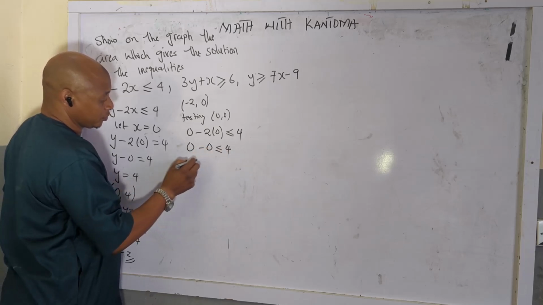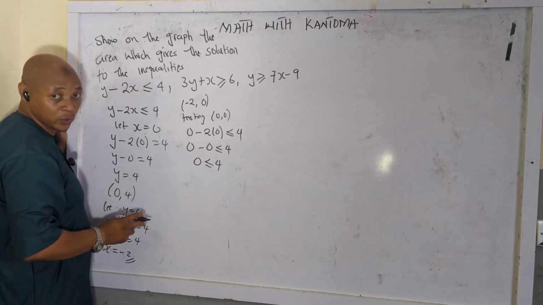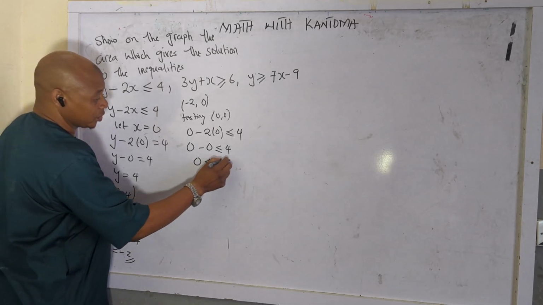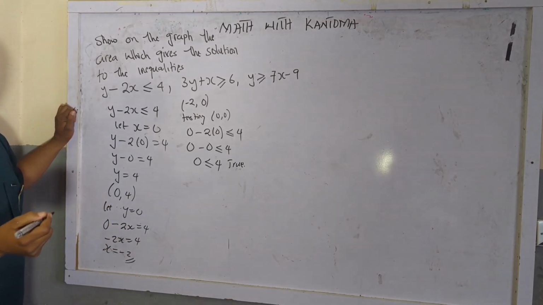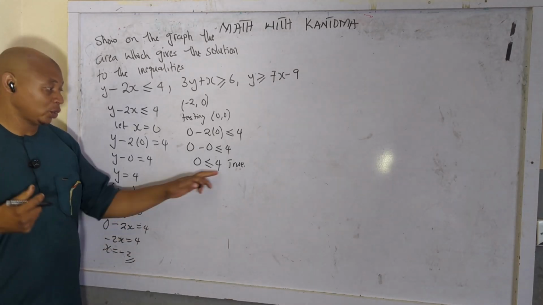Is 0 less than or equal to 4? Because 0 minus 0 is 0. Of course 0 is less than 4. So we say this inequality is true. So it means we are going to shade toward 0. If it is false, then we are shading outside 0, not this.